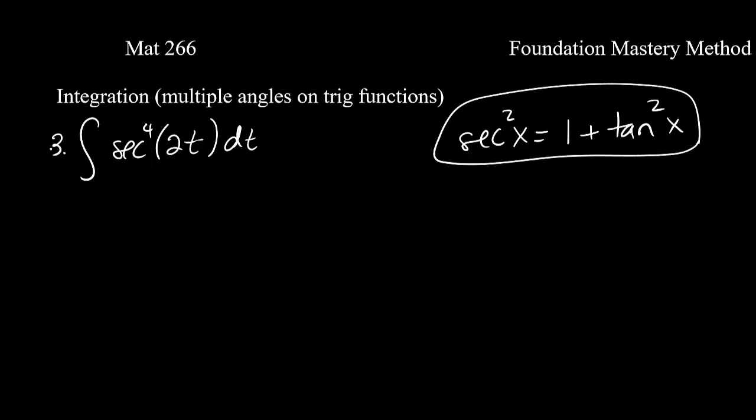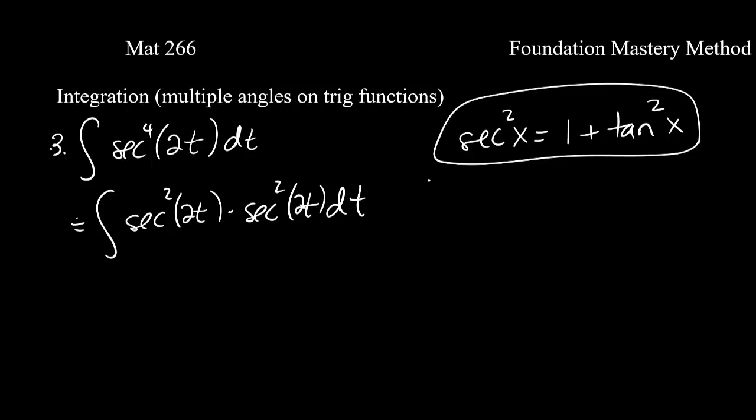Problem involving an even power of secant, namely secant to the fourth of 2t. Well, what we'd like to have in there is tangent, because the derivative of the tangent function is secant squared. So how we want to think about this then is as secant squared of 2t times secant squared of 2t.